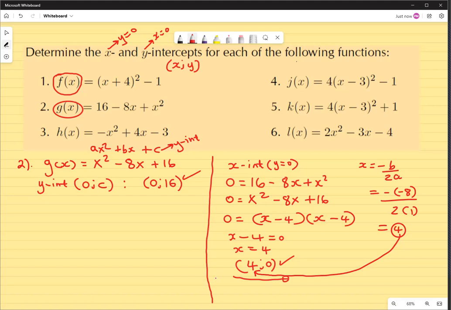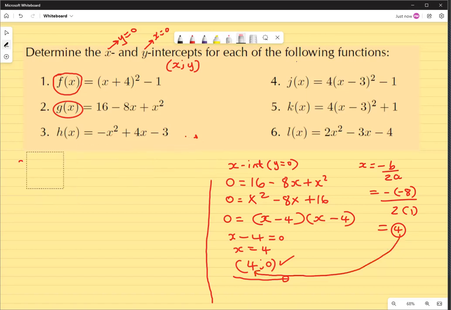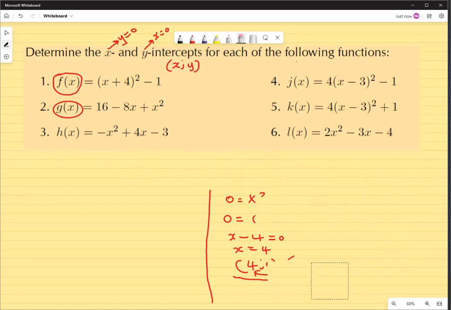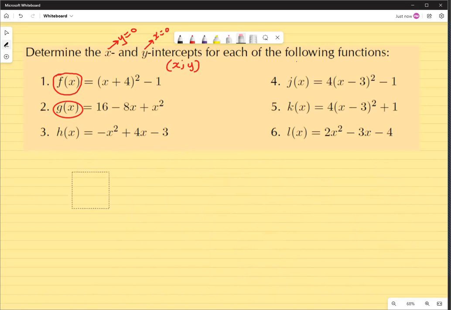Okay, perfect. We're going to go to number 3 now. I suggest you pause the video and do number 3 on your own, and then check the solution. Right. Okay, let's go to 3. Okay, let's check the solution of 3. Okay, so we're going to do number 3 now.